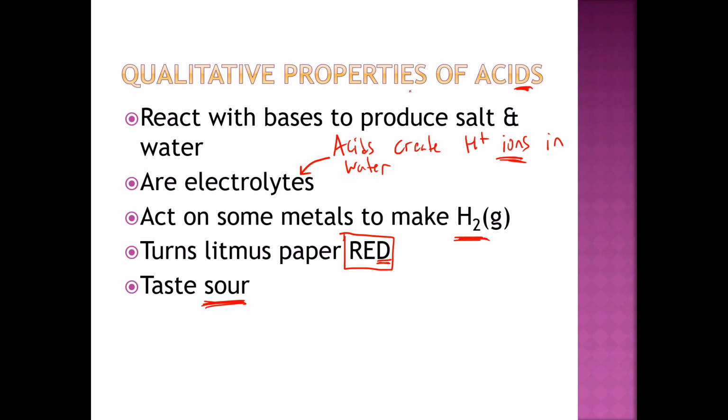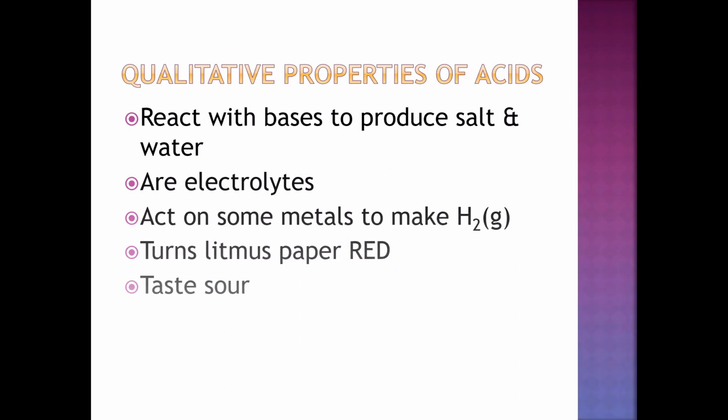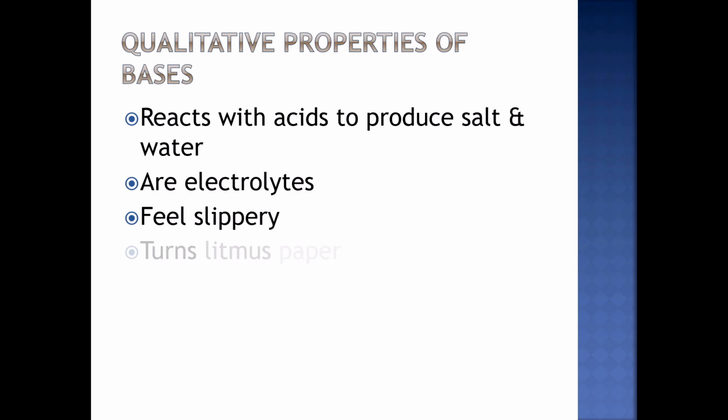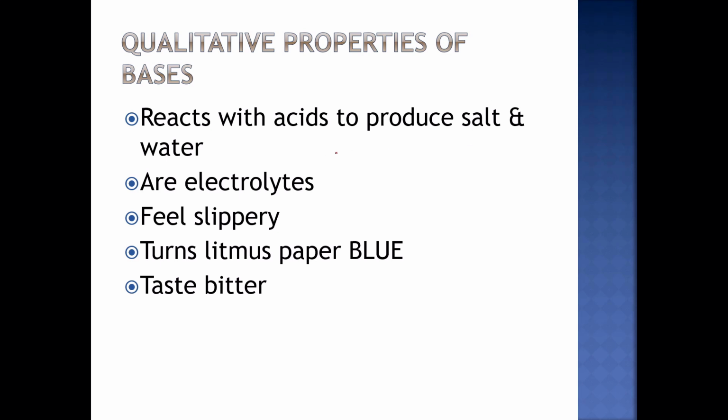Okay. Now bases have a similar set of properties, although they're slightly different. Again, if you throw an acid onto a base, it'll create salt and water. So with an unknown substance, throw some acid onto it and see if it creates salt and water. If it does, the substance was most likely a base. Bases are also electrolytes because when a base reacts with water, it creates hydroxide ions. And again, if you put ions in solution, you create an electrolytic solution.